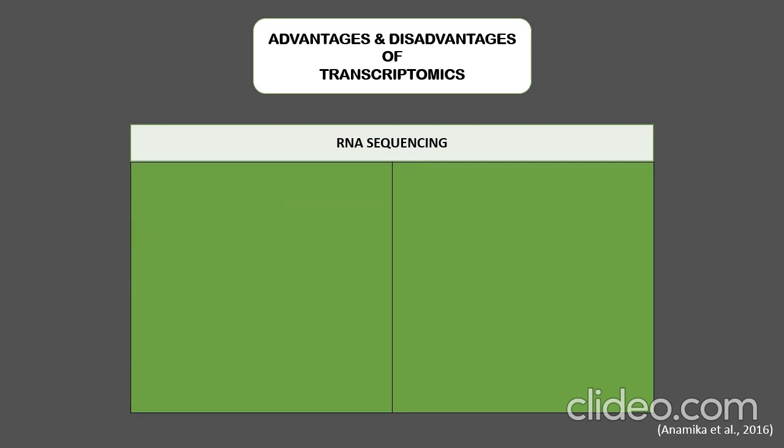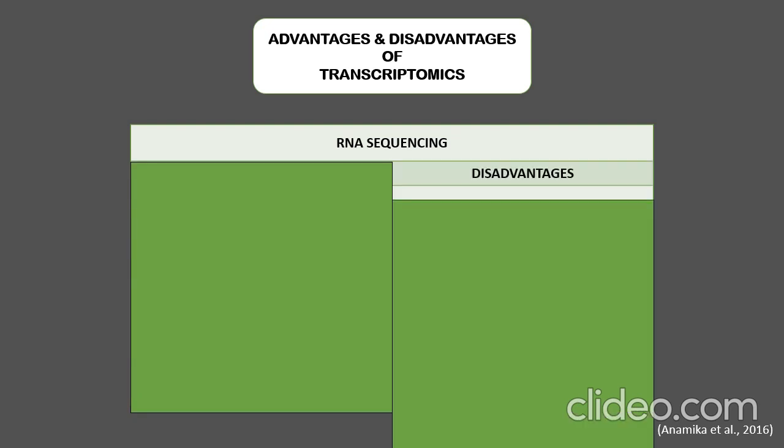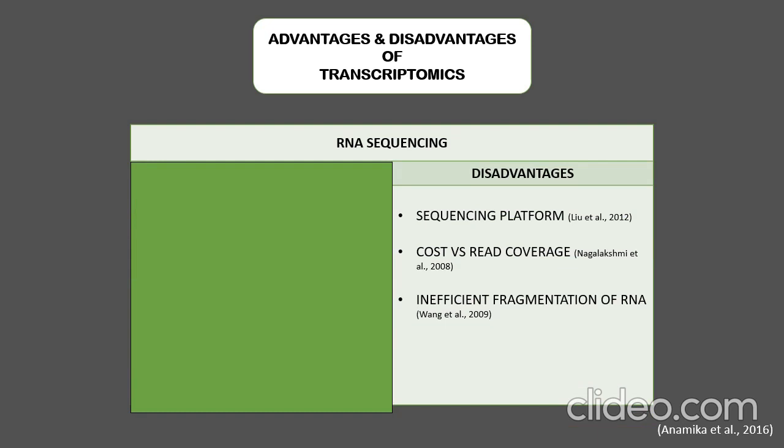But as usual, everything has a downside, everything has a dark side. So some of the disadvantages of using this technique is the sequencing platform. So what is a sequencing platform? A sequencing platform is a platform that is used to sequence the cDNA. The problem is that there are too many companies that are producing this sequencing platform, and each sequencing platform has its own requirements and is highly specific. So any wrong choice that we make will not produce a great result.